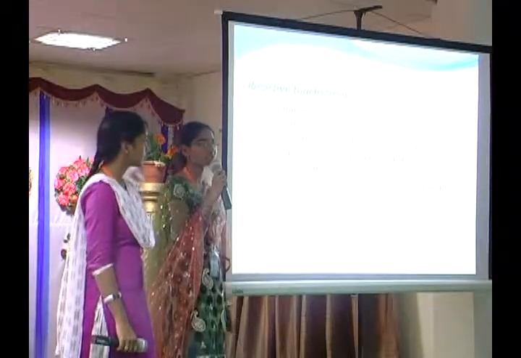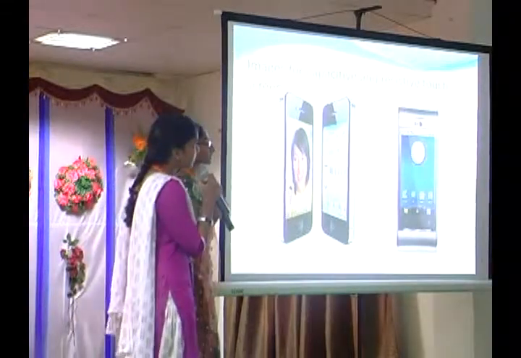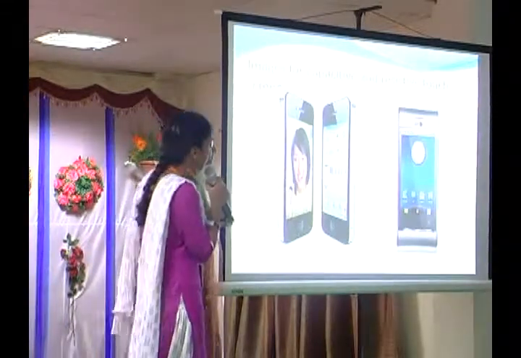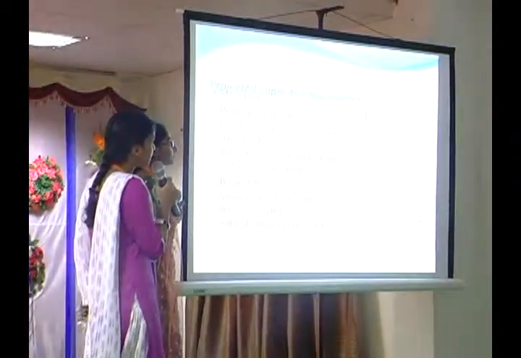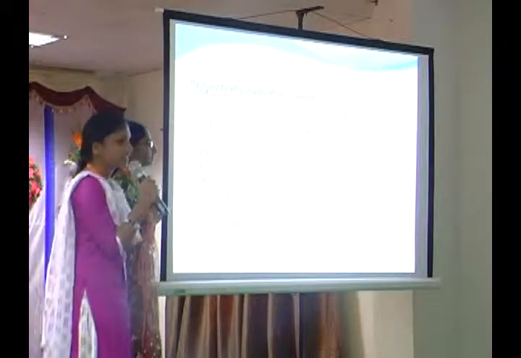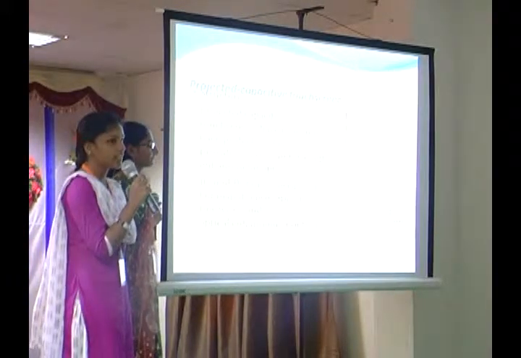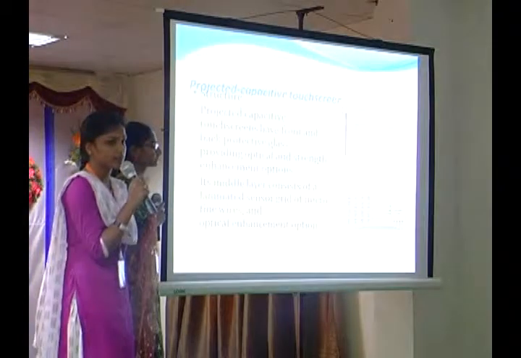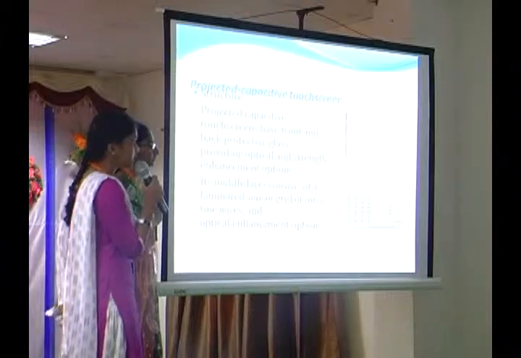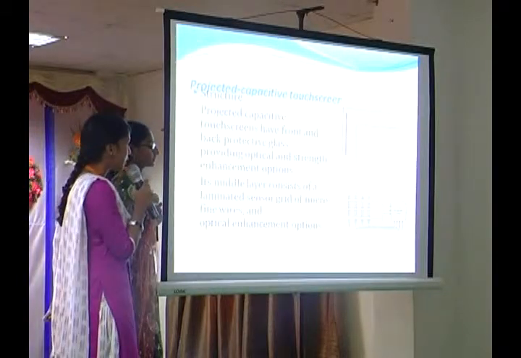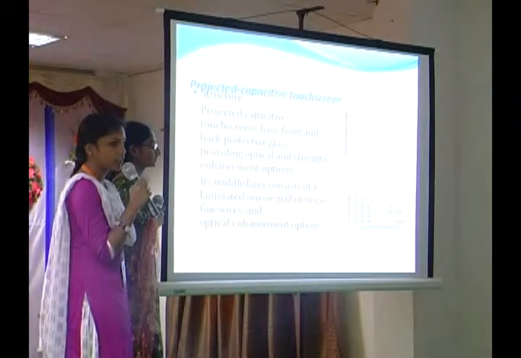the capacitive touchscreen was implemented. These are the images of the capacitive and the resistive touchscreen. Let's discuss the projected capacitive touchscreen structure. It contains both a front and a back protector glass, which are used for providing strength and optical enhancement options. In the middle layer, the laminated sensor grid is present, which is made of microfine wires, and it is also used for providing optical enhancement options.